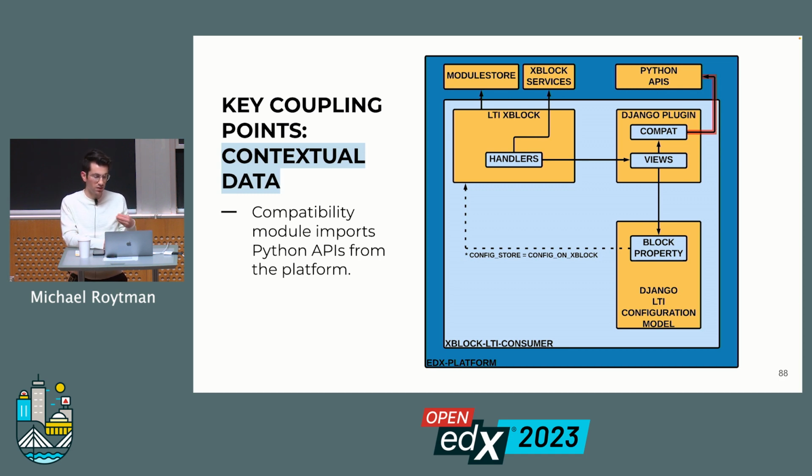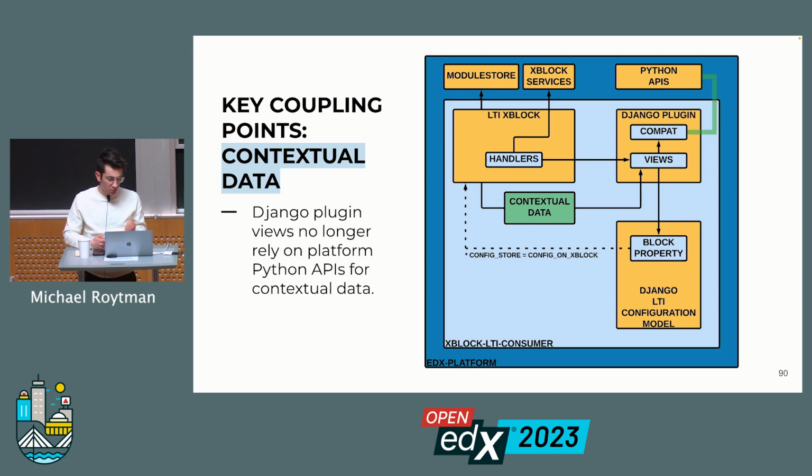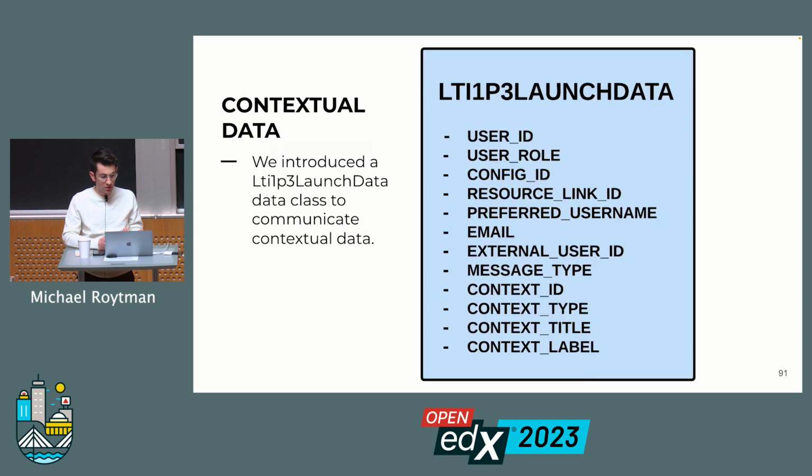So instead of the plugin knowing where to get contextual data and pulling it from there, we inverted it and passed the contextual data from the installing application to the LTI library. But what is this contextual data exactly? I forgot to mention, there's this relationship that is now gone as a result of this change. So the contextual data is pretty simple. It's just a data class that has a variety of fields related to contextual data that comes from the specification. This is not an exhaustive list.